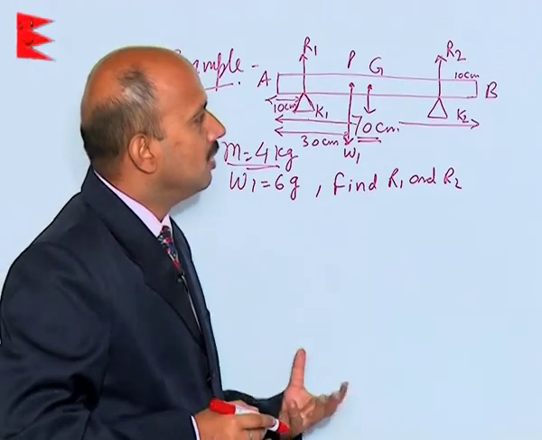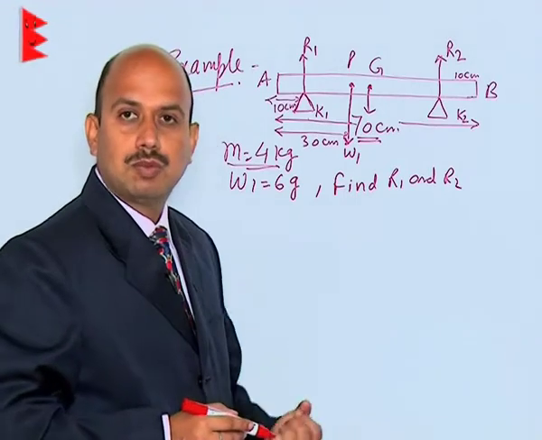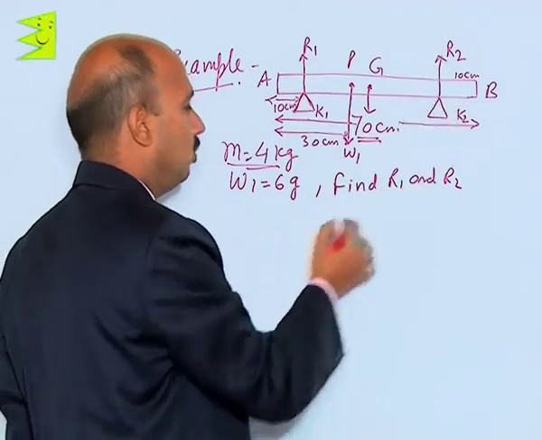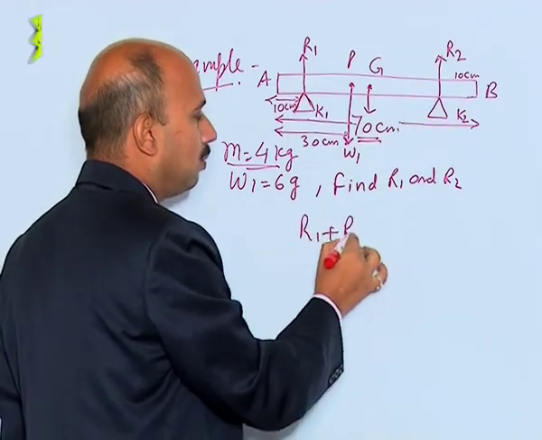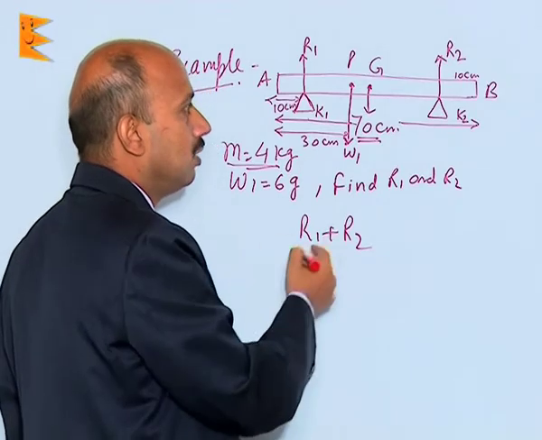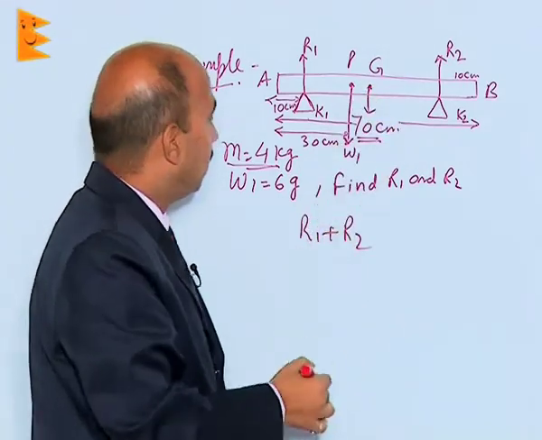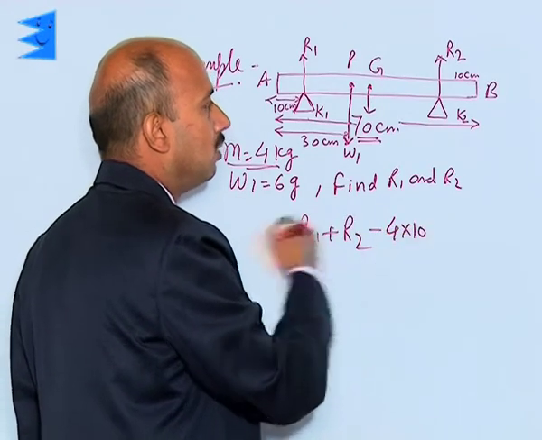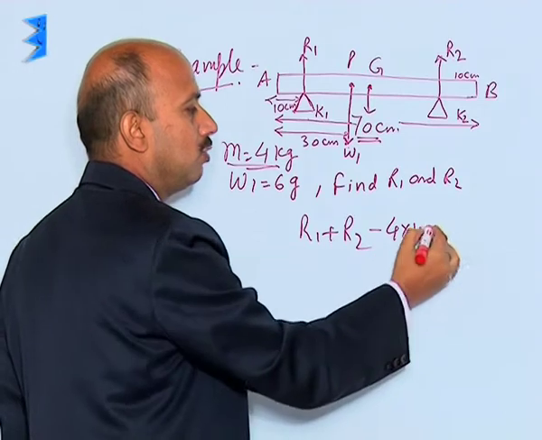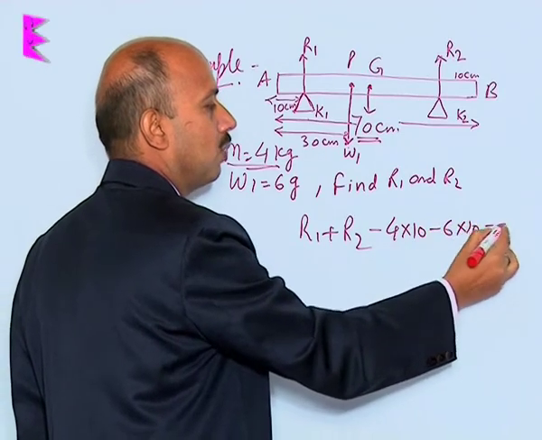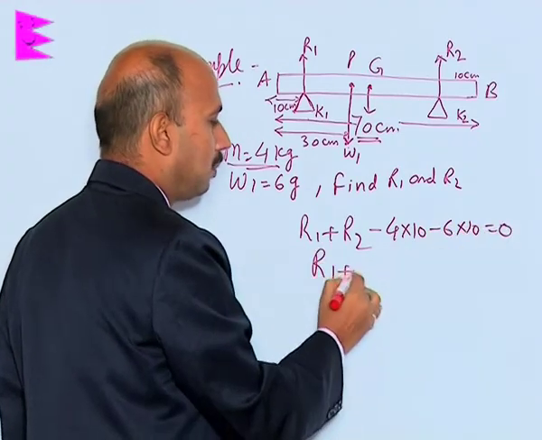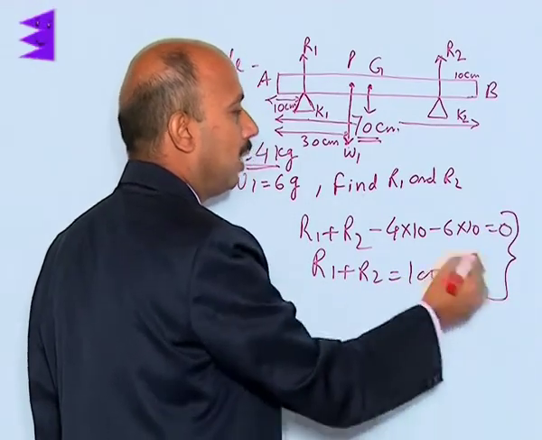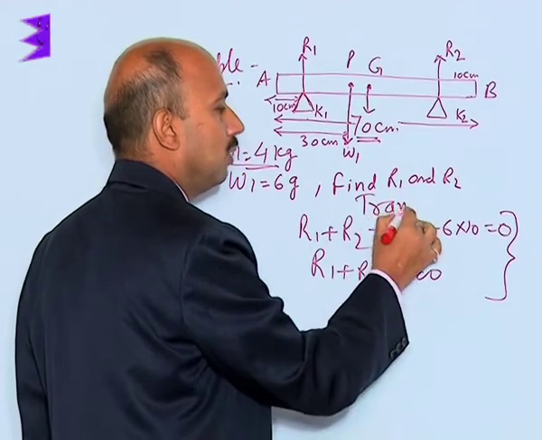So first we consider here the translational equilibrium. So see, the total forces acting upward are R1 and R2. So we can write R1 plus R2, and then weight of the metal bar, that is 4, minus 4 into 10, and this weight suspended at this point, minus 6 into 10, is equal to 0. So R1 plus R2 is equal to 100, and this is coming here by assuming translational equilibrium.